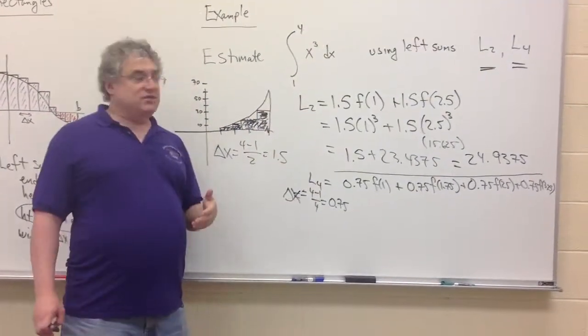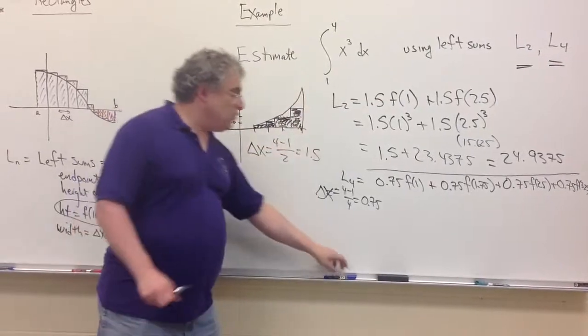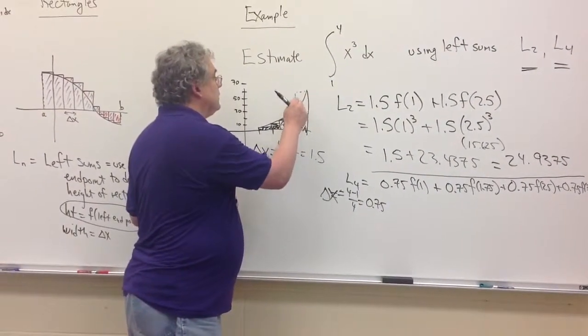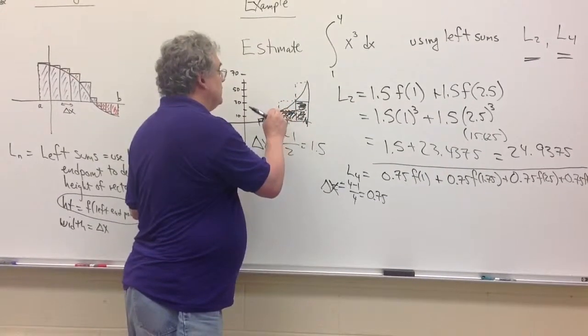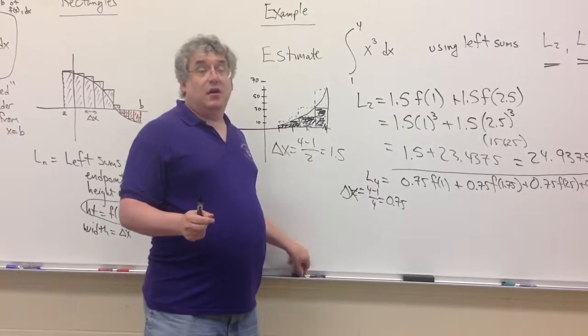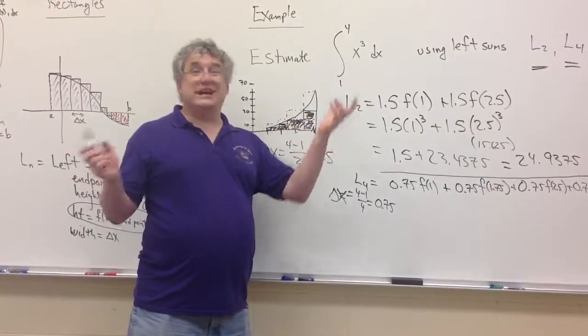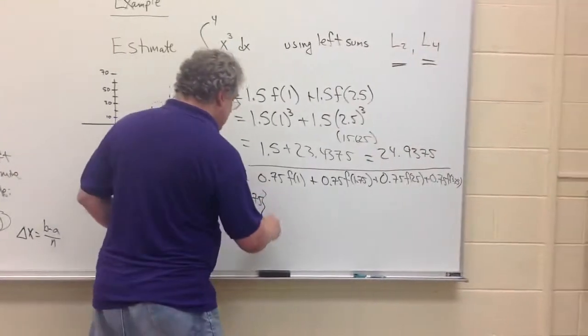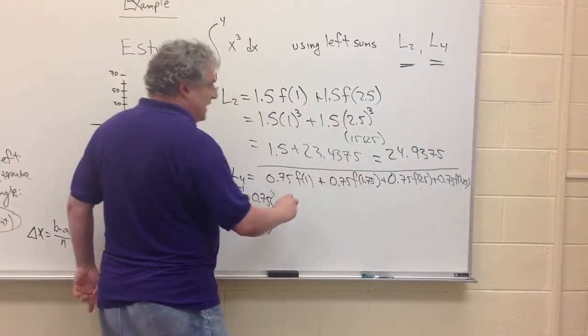Now, notice, if we started with all the right ones, what would have happened? We would have overestimated maybe about the same amount. So maybe, ultimately, we could do lefts, we could do rights, we can average. There's a whole bunch of things we can do. But let's finish this one off. Notice there's a 0.75 on all of these.